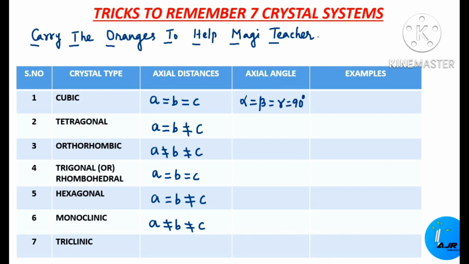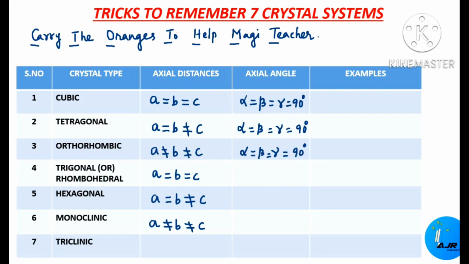Then the same thing is repeated for the tetragonal also: alpha is equal to beta is equal to gamma is equal to 90 degrees. And the third one, again it's the same: alpha is equal to beta is equal to gamma is equal to 90 degrees. So this is easy to write. Here also everything is the same: alpha is equal to beta is equal to gamma is equal to 90 degrees. The axial distance is different, but the angle is the same.